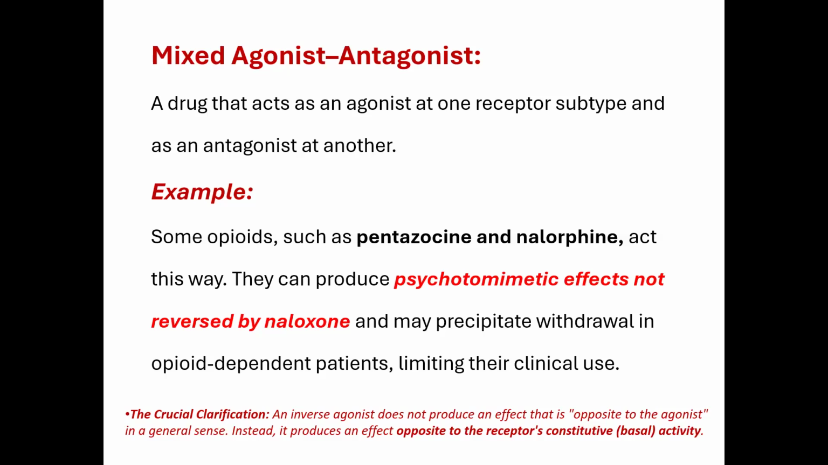A mixed agonist is a drug that acts as an agonist at one receptor subtype and as an antagonist at another receptor subtype. So it can work on this receptor as an agonist and on another receptor as an antagonist, and we normally call them mixed agonist-antagonists. Example, we have some opioids that have such activity.